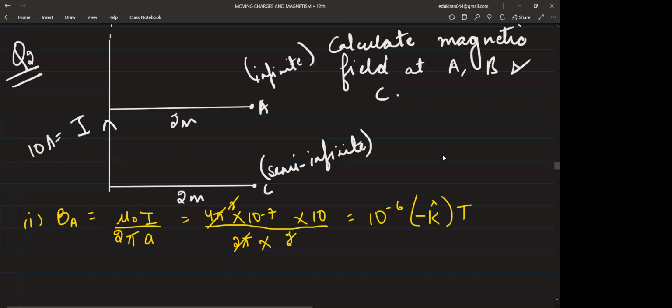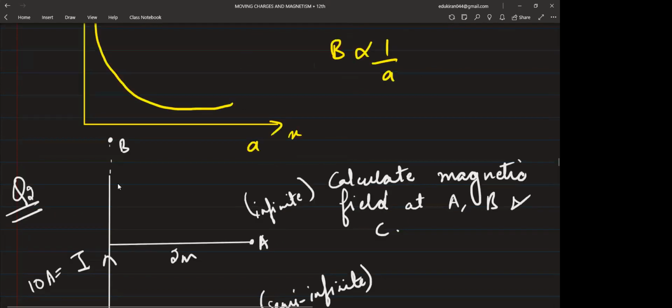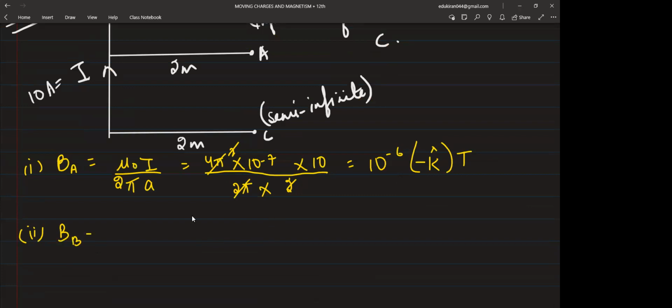Come to the B point, the second point. Now, class, always remember, this B point is exactly on the axis of the wire. Here, when you obey the Biot-Savart's law, you will see that the angle formed is 0 degree or 180 degree, right? Sine 0 degree or sine 180 degree is 0. That's why magnetic field on the axis is always zero. So the second one is straight away zero, because sine 0 degree is zero. This is the reason.